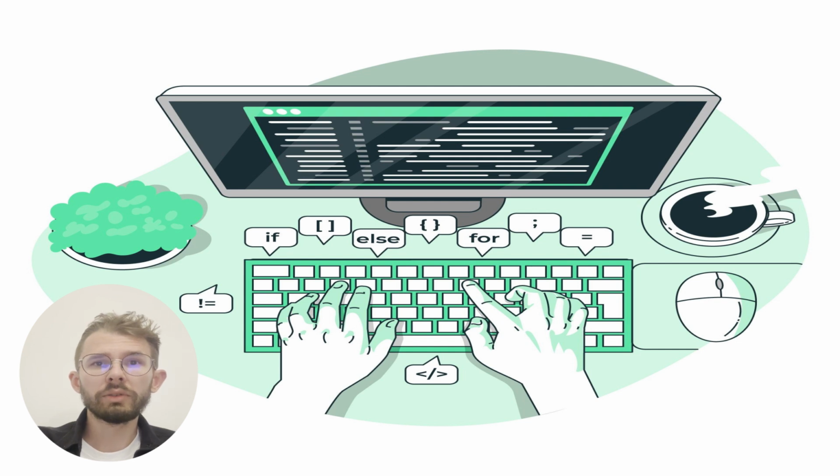Programming is the art of creating instructions for computers to follow. It's like writing a recipe, but instead of cooking a meal, you're building software, websites, or games. To write these instructions, we use programming languages such as Python, Java, or JavaScript. These languages provide a structured way to communicate with computers.